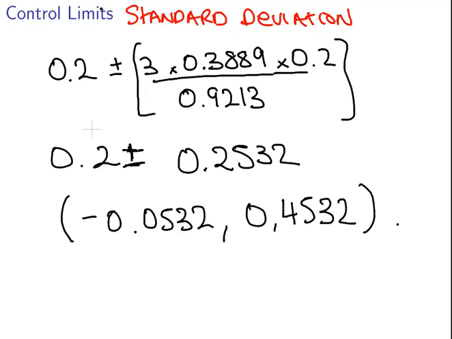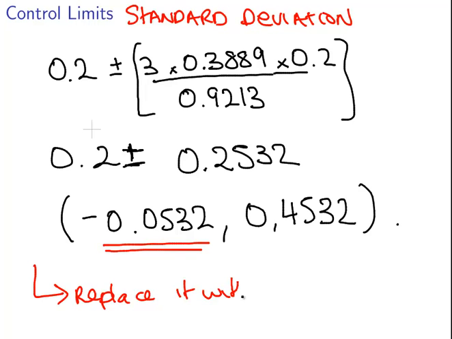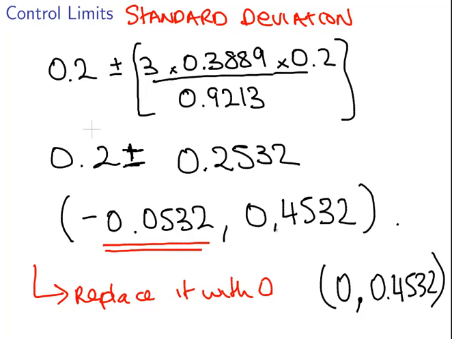Now that indicates here that you could have a negative standard deviation. Okay, now that's not allowed. So what you would do here is replace it with 0. So the answer would be 0 and 0.4532. Okay, you cannot have negative standard deviations. So replace a negative value for a standard deviation with 0.